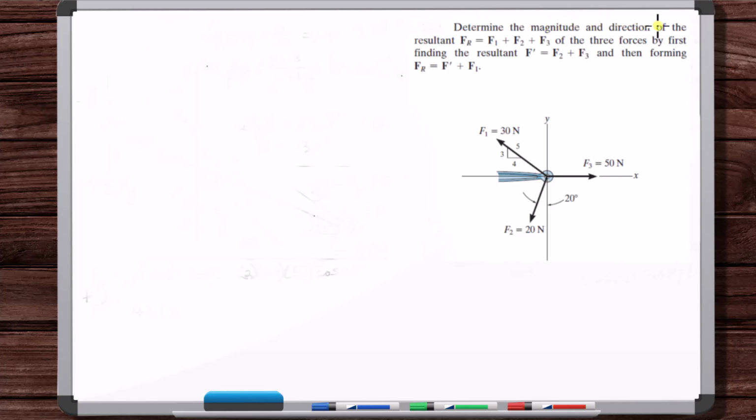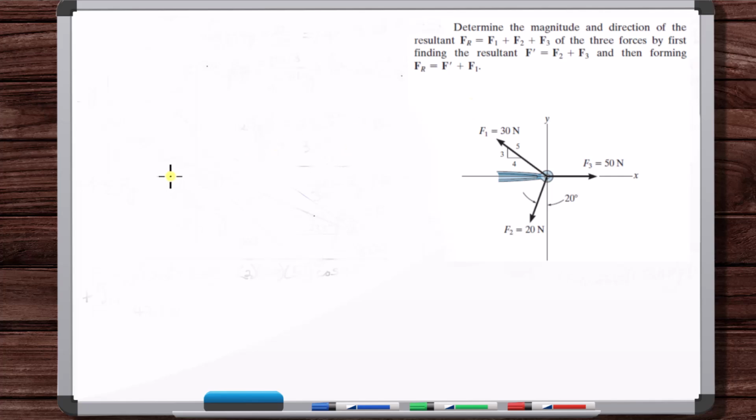Determine the magnitude and direction of the resultant Fr, which is F1 plus F2 plus F3, of the three forces by first finding the resultant F prime, which is F2 plus F3, and then forming Fr equal to F prime plus F1. So we're going to do a vector sum of these three forces, and we're going to do this graphically. To work with vectors graphically, it helps to draw them to scale, at least their lengths relative to each other to scale.